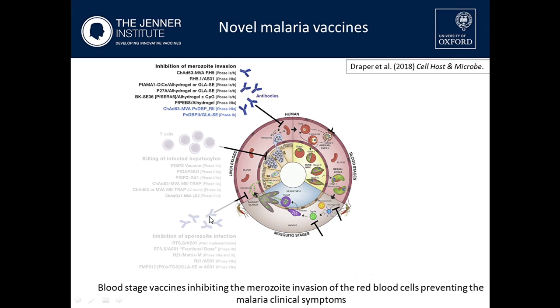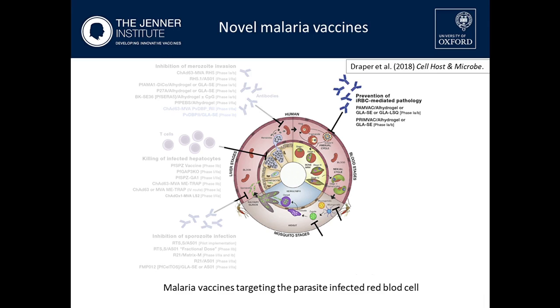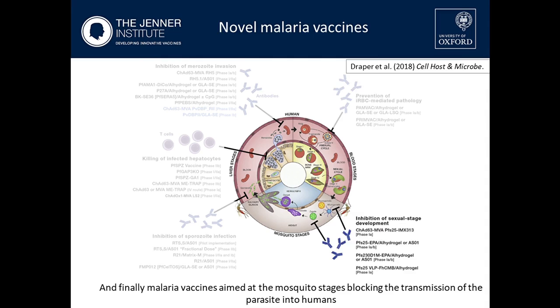Another strategy, in the blood stage, elicits antibodies that block the merozoite, the parasite, from infecting or entering the red blood cells, preventing the malaria clinical symptoms. Other types of malaria vaccines are targeted to the parasite-infected red blood cells. And then, finally, we have malaria vaccines aimed at the mosquito stages, aiming to block the transmission of the parasites from the mosquito back into humans.